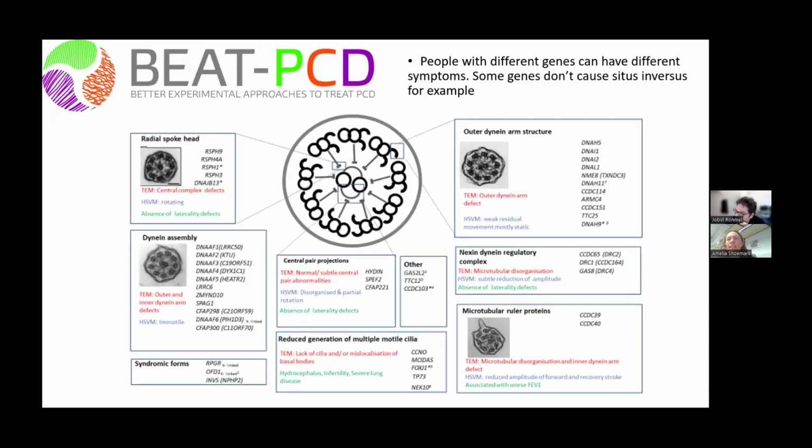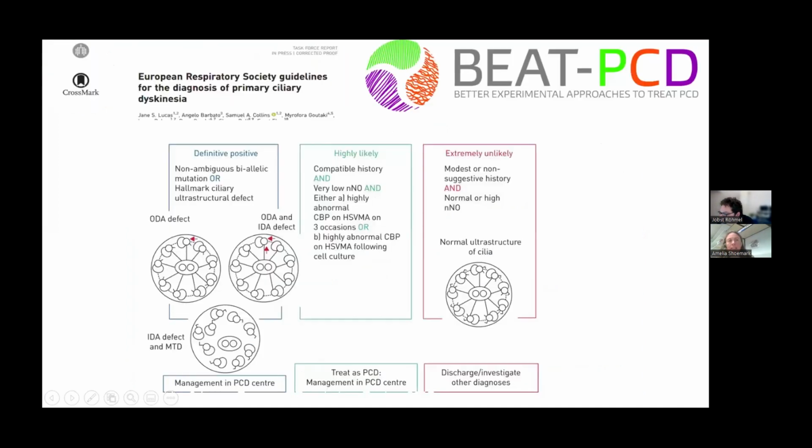And we're starting to understand a little bit more about variations within the gene, but also different PCD genes and how they cause different symptoms. So for example, if you have a variation in one of these genes, the RSPH genes, then you won't get situs inversus associated with the condition. And we also understand a little bit more about what the genes do and what proteins they make, and therefore how the cilia are likely to beat. So these outer dynein arm genes will almost certainly lead to almost completely static cilia.